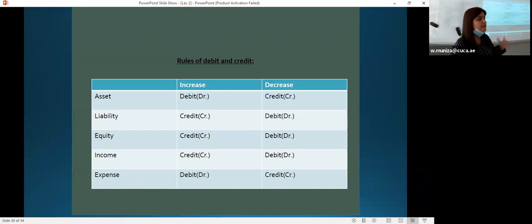Which thing is coming in? Which thing is increasing in the business? Cash. Very good. It's an asset. Increase in asset, debit. So the dual effect is debit asset. Asset is increasing. Liability is increasing. Both the things are increasing. Cash, debit, loan, credit.